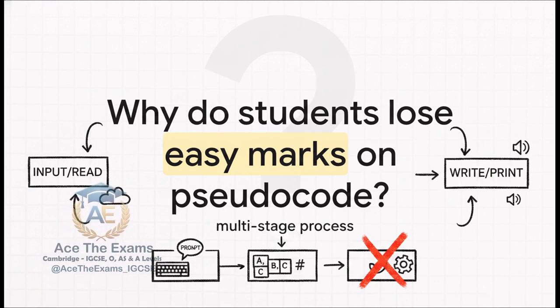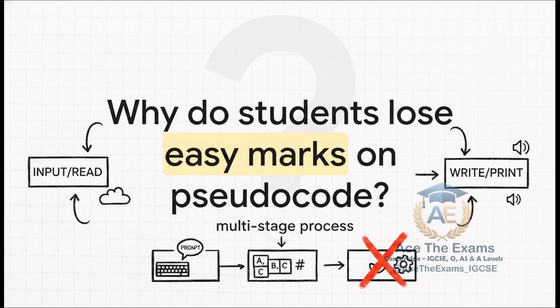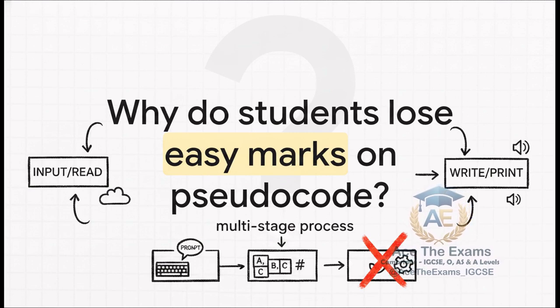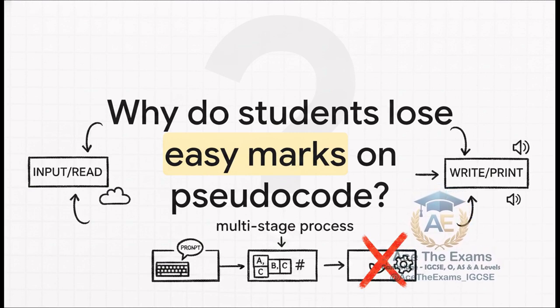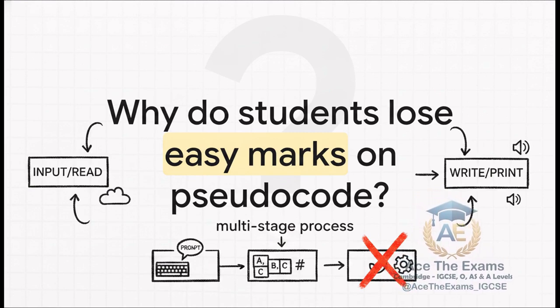Examiners aren't just scanning your paper for a single keyword. They are looking for a highly systematic process. They want absolute proof that you understand the flow of data. Failing to grasp this multi-stage requirement is hands down the number one reason candidates drop entire grades.